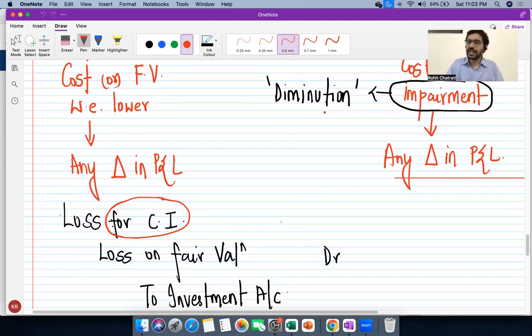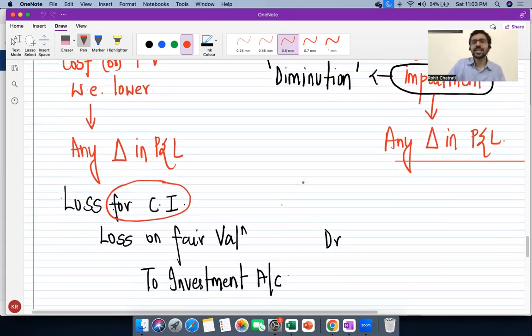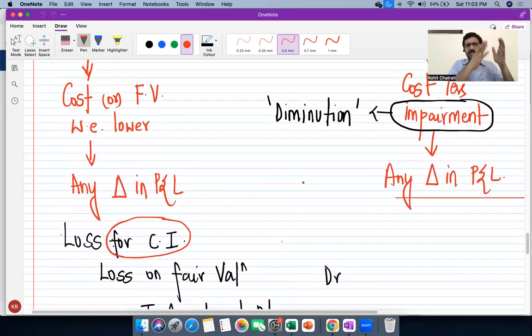Now, in case of any diminution, if I want to recognize any diminution, the entry is broadly the same. Let us say I've purchased ICICI Bank shares at 700 rupees. I believe that there is now a permanent decline in the value of investment. Let us say ICICI Bank share has crashed from 700 down to 300. And this decline is not a temporary one, but a permanent one. It is other than temporary in nature.